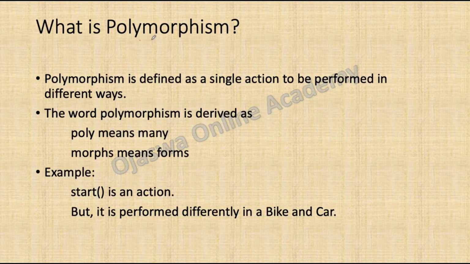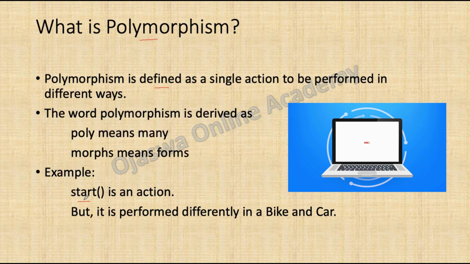Polymorphism. What is polymorphism? Polymorphism is defined as a single action to be performed in different ways. What does this mean? You have a single action. For example, starting a vehicle is the action. Start is the action. But when you start a car, this action is performed in a totally different manner compared to starting a bike. Bike starts in a different manner. So the action is the same. Action is start. But the implementations for two different objects, car and bike, are different. So a single action to be performed in different ways is called polymorphism.